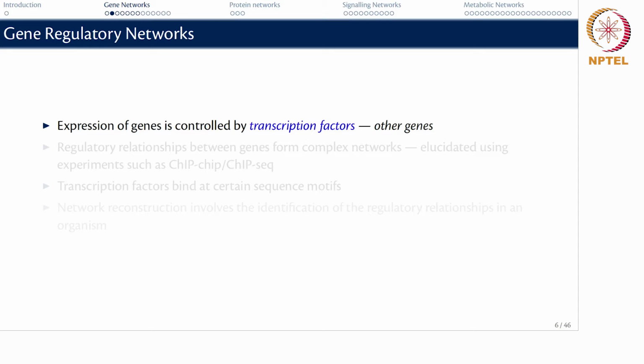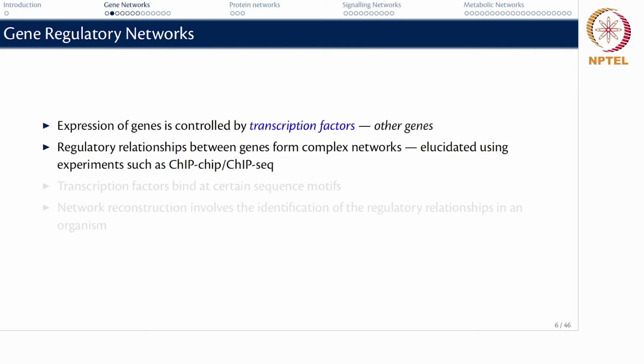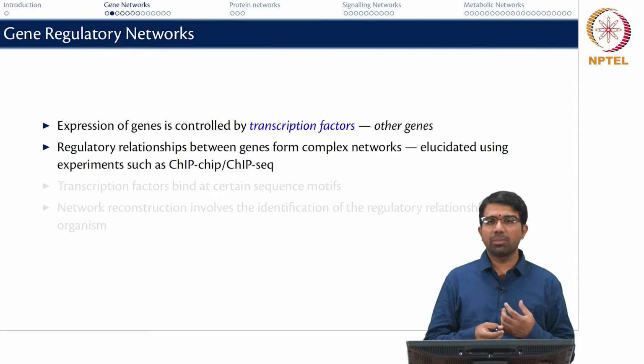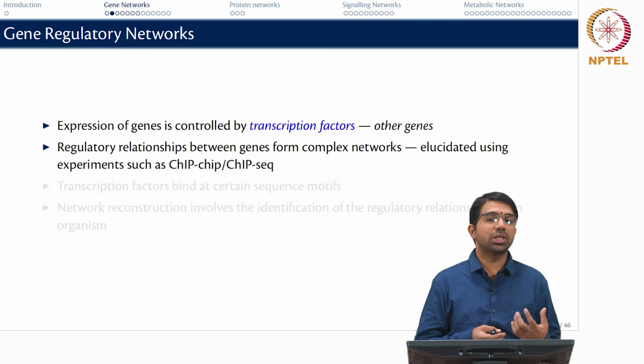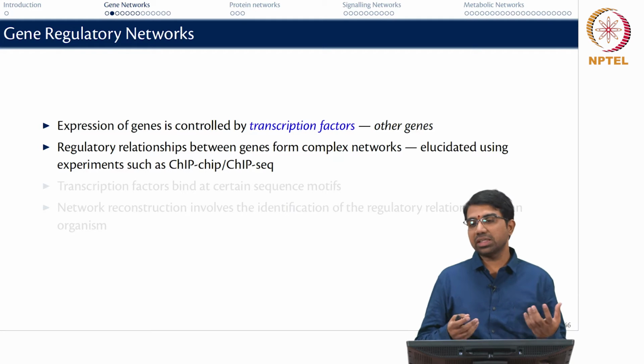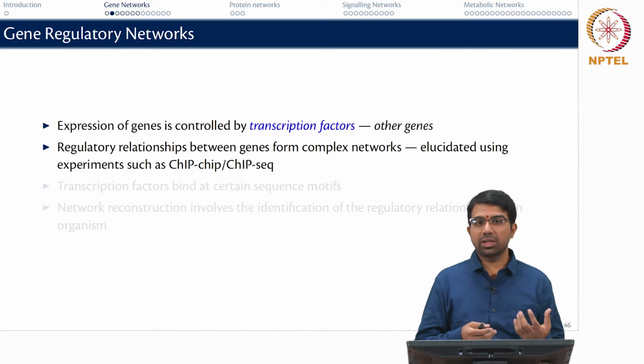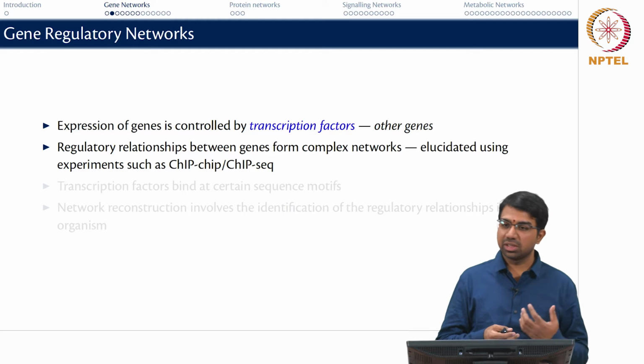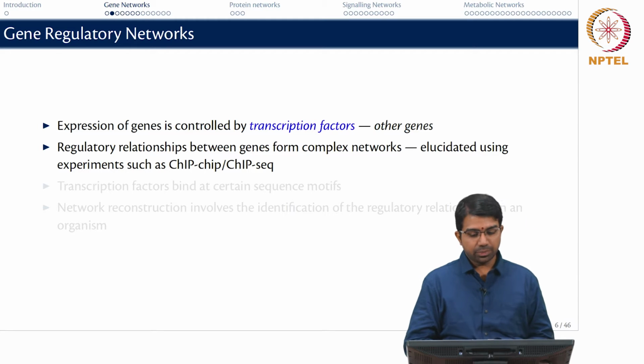So, you have a specific flow of information in biology, you have DNA to RNA to protein, and this process is facilitated by several enzymes and several other helping molecules such as your transcription factors. And the regulatory relationships between these kinds of genes form very complex networks, and these are usually elucidated through various kinds of experiments like chromatin immunoprecipitation, ChIP-seq and so on.